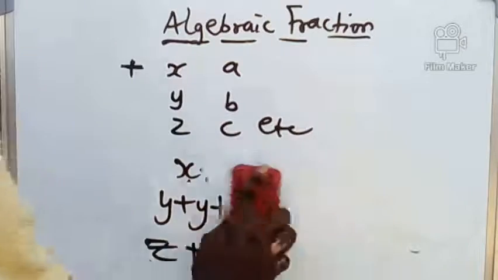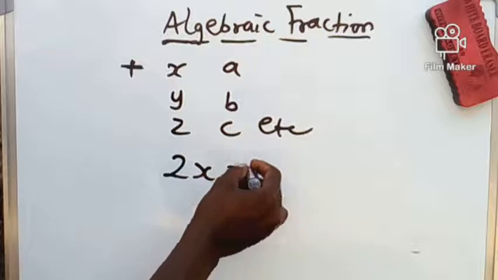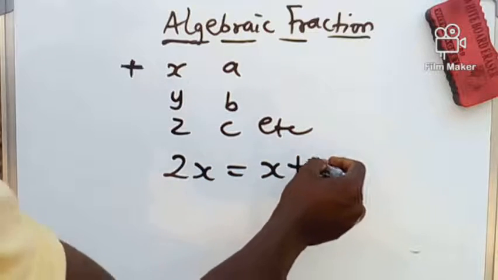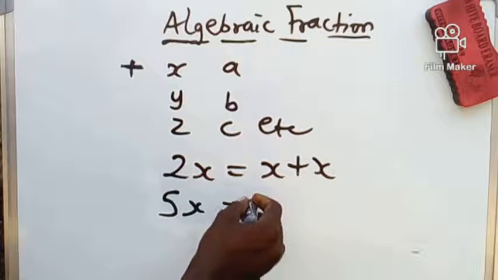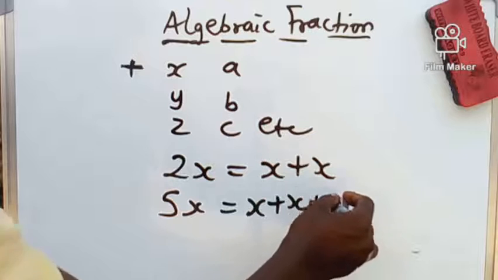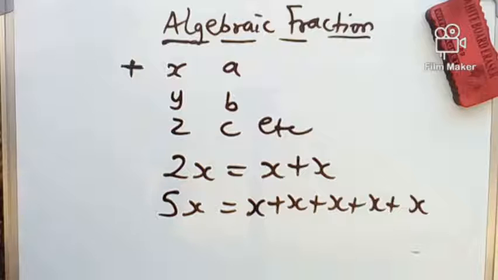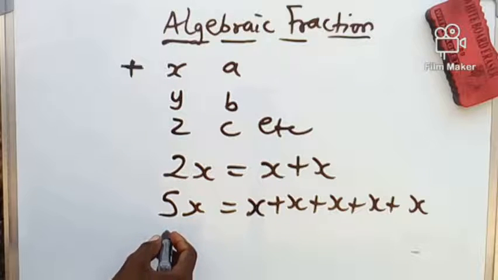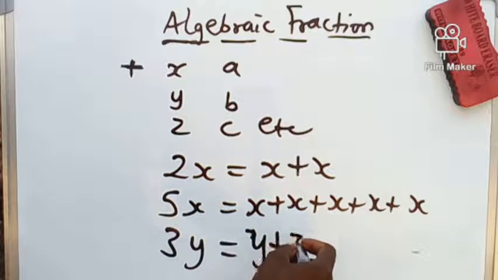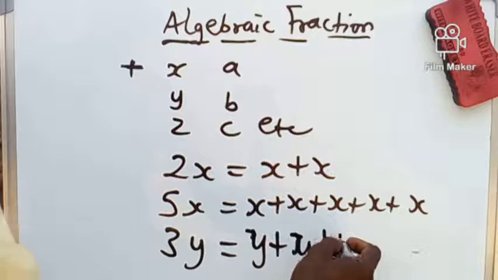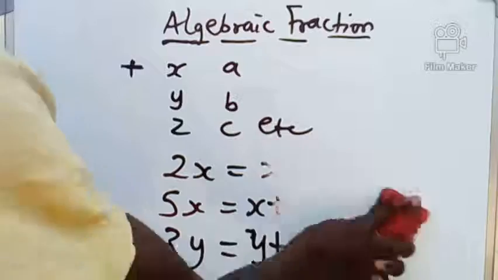In similar manner, when you have 2x, it simply means x plus x. When you have 5x, it simply means x plus x plus x plus x plus x, 5 times. If you have 3y, it probably means y plus y plus y. That's 3y. And that's it.